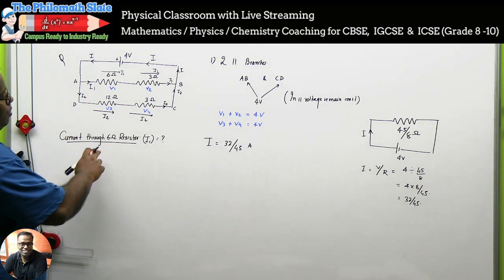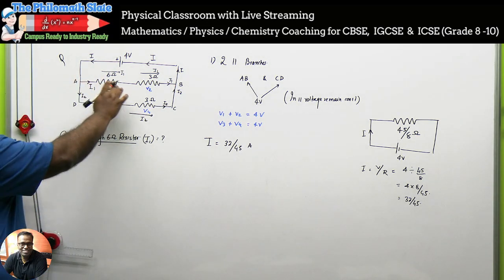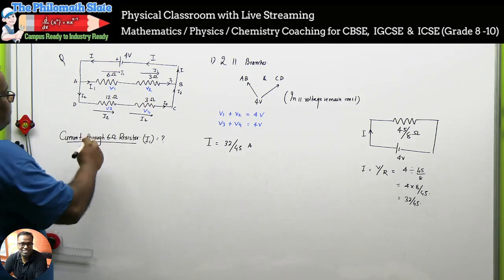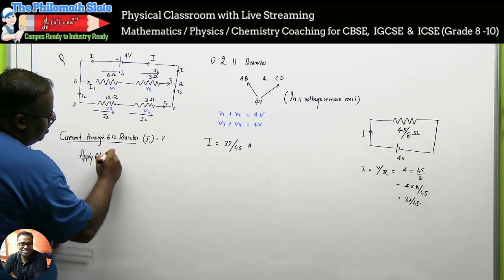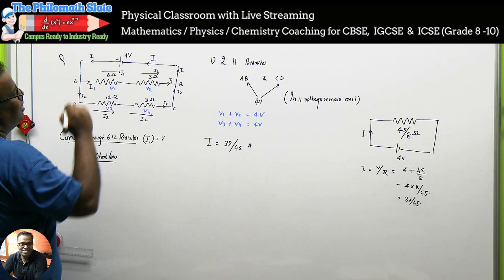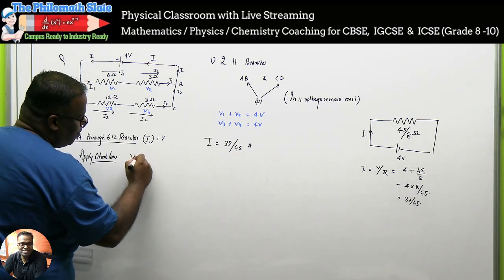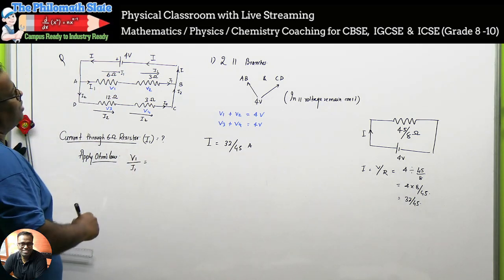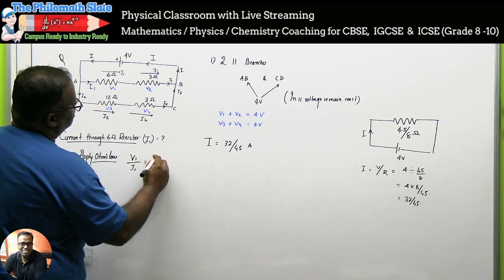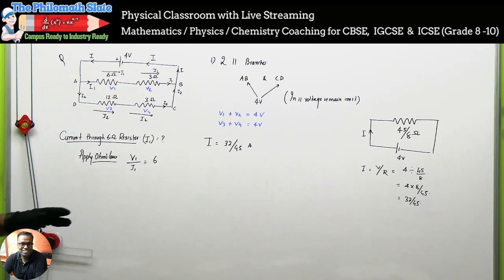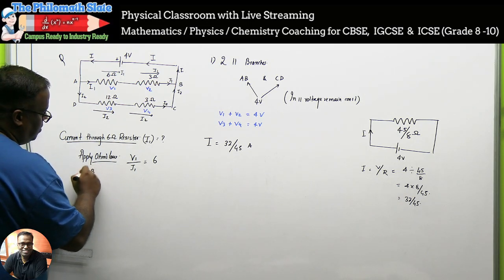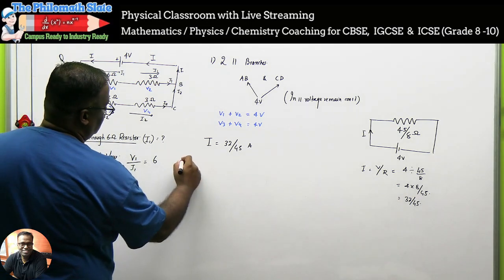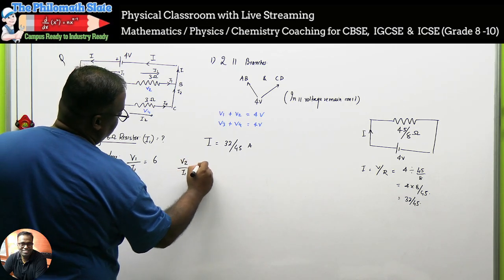Now we have to find the current through this particular resistor. Let's solve. Now you apply Ohm's law here. These are just equations, nothing else. Applying Ohm's law, V1 by I1 should be equal to 6. Clear? And applying Ohm's law on the AB branch, V2 by I1 should be equal to 3.